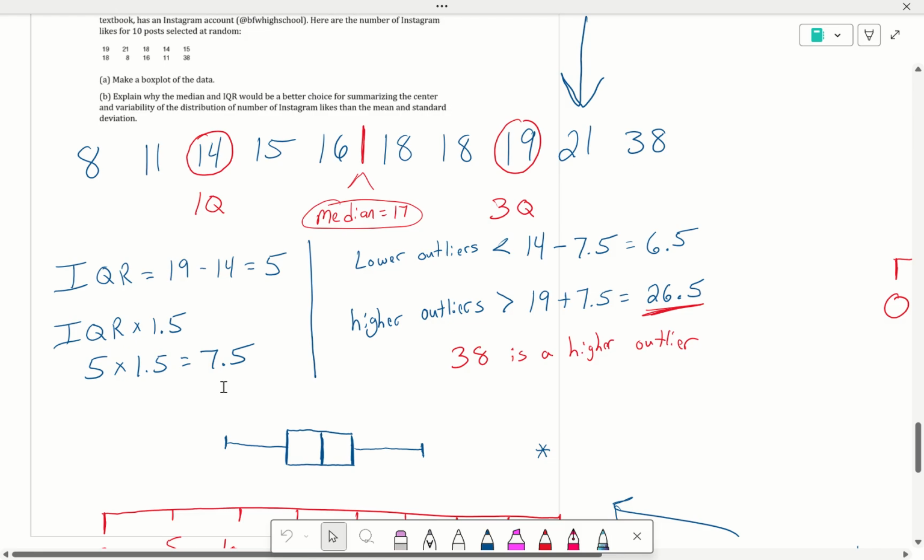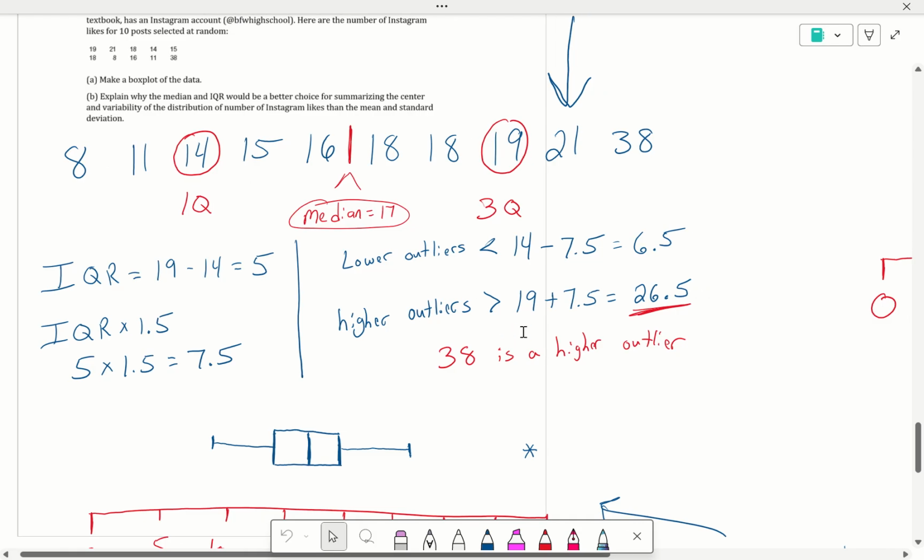We got 7.5. From this, we can find where our lower outliers will be, so what qualifies as a lower outlier. Anything below that first quartile, 14, minus the IQR times 1.5, which is 7.5 in this case, 6.5. Anything below 6.5 is a lower outlier. We don't have any lower outliers in this distribution here.